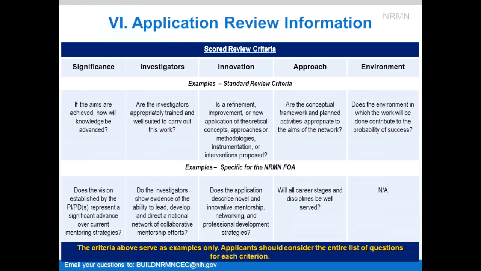This table shows at the top the five scored review criteria, the standard review criteria: significance, investigators, innovation, approach, and environment. Below each of the criteria are examples, first examples based on standard review, and then examples based on the specific aspects included in the NRMN FOA. Under significance, an example of a standard review criterion is, if the aims are achieved, how will knowledge be advanced? An example of the significance criterion that would be specific for the NRMN FOA is, does the vision established by the PI or PD represent a significant advance over current mentoring strategies?